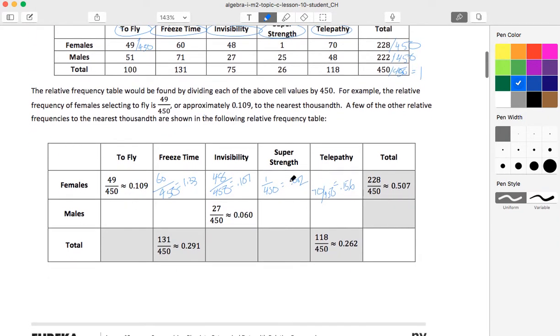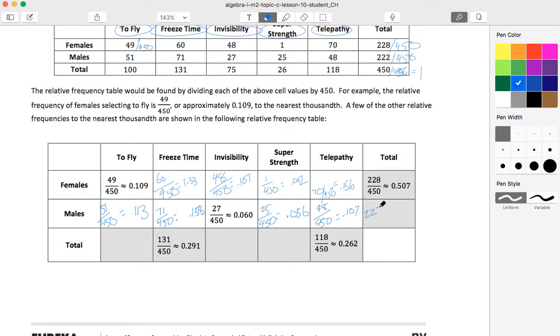So your table, you should be sketching this out. What you could do is sketch out this table but leave lots of room in between each of these cells, because we're also going to write the percentages after this. So for males, I'm using this number, 51 over 450, and that's equal to 0.113. Then you have 71 over 450, and that's equal to 0.158. This one's done for us. Then we have 25 over 450, which will equal 0.056. 48 over 450, that's equal to 0.107.